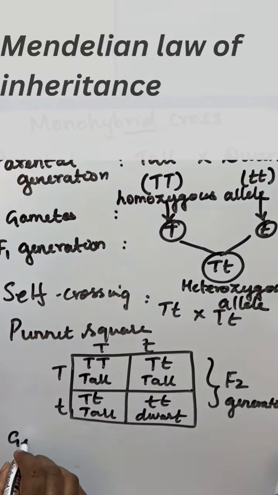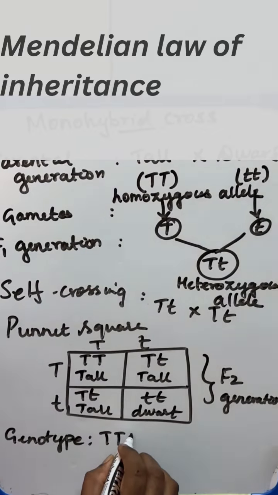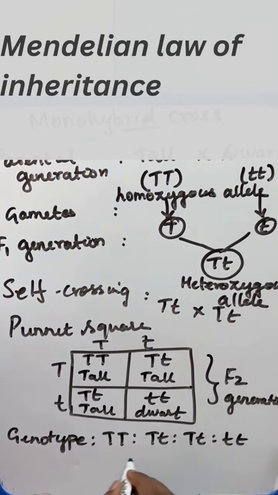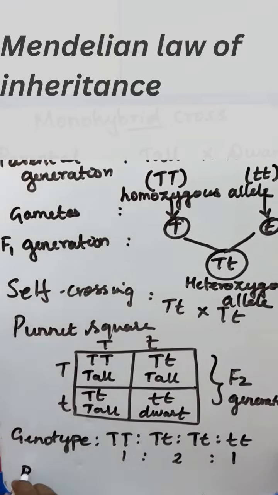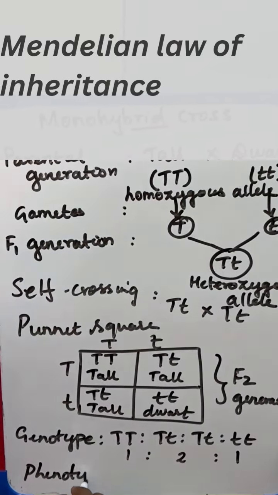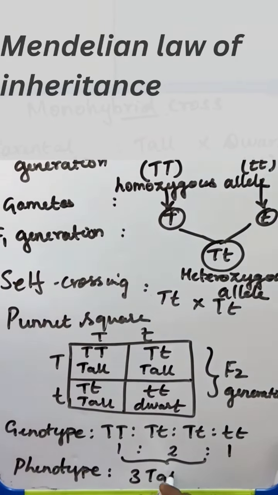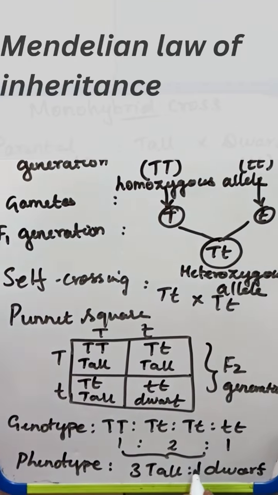Here the genotype we have to write as capital T capital T, capital T small t, and small t small t, so the ratio is 1:2:1. The phenotype will be 3 tall plants and 1 dwarf plant. So the phenotypic ratio of the monohybrid cross is 3:1.